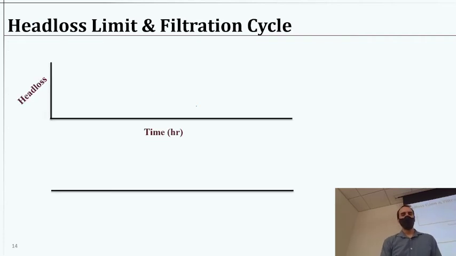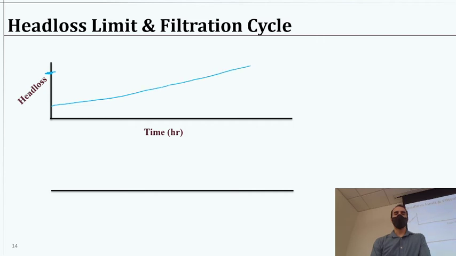So head loss limit, we're looking at a head loss. If we have some limiting factor there, we'll probably start with a little bit of pressure required, just based on the pressure required to push it through the sand. And then this should probably be kind of a linear increase over time. And then when we hit that threshold, we would backwash that. Okay, time limit's pretty obvious.